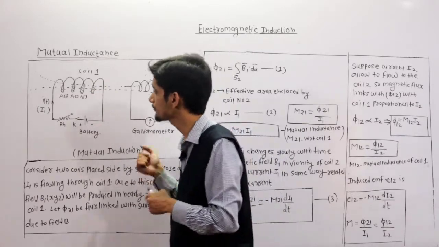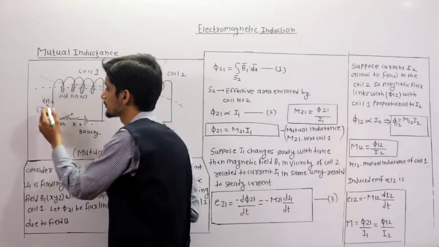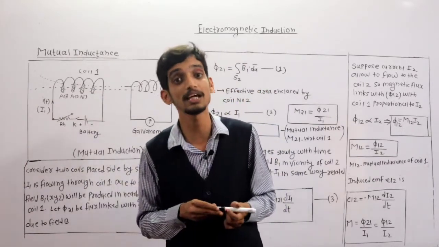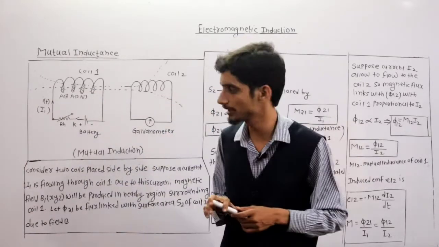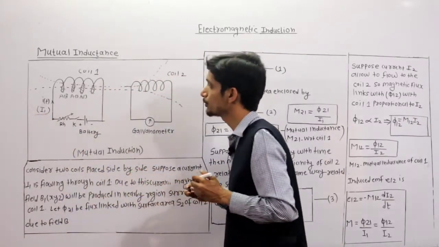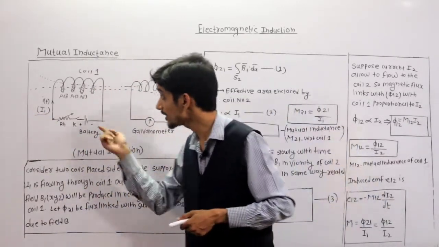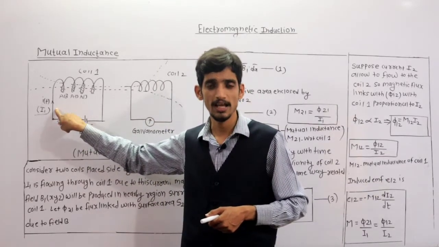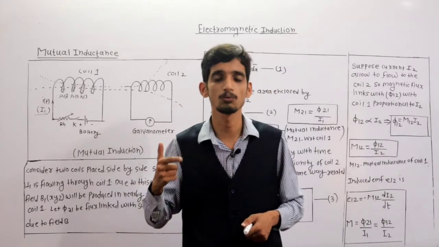Now what happens when the key is closed? That time current starts flowing through this coil. Suppose I is the current at any instant t, because it is a time varying current. Clear? Okay. So since that current is a time varying current, what happens? As the current flowing through the conductor or coil changes, as per Oersted, what happens?